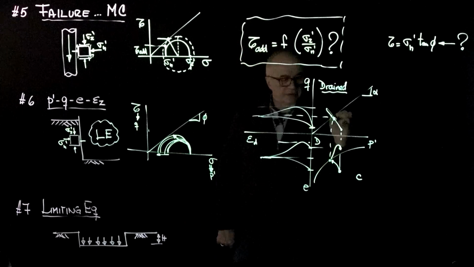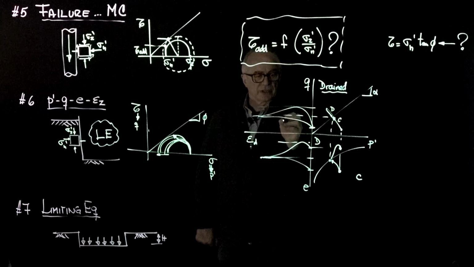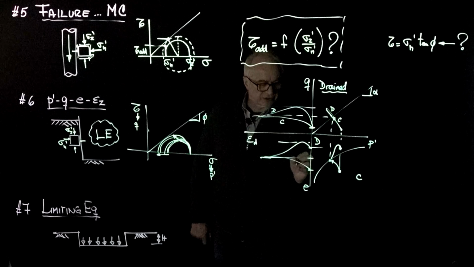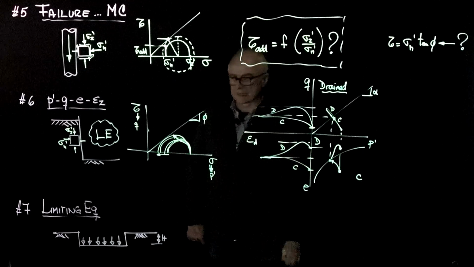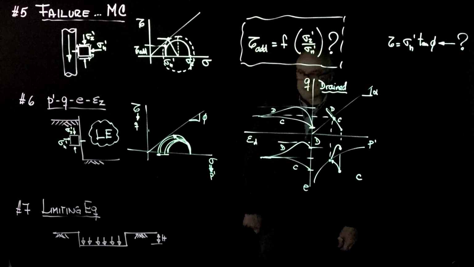So this is the contractive path, this is the dilative with overshoot. Here it is self-explanatory. This is the contractive and this is the dilative. This is the drained case.